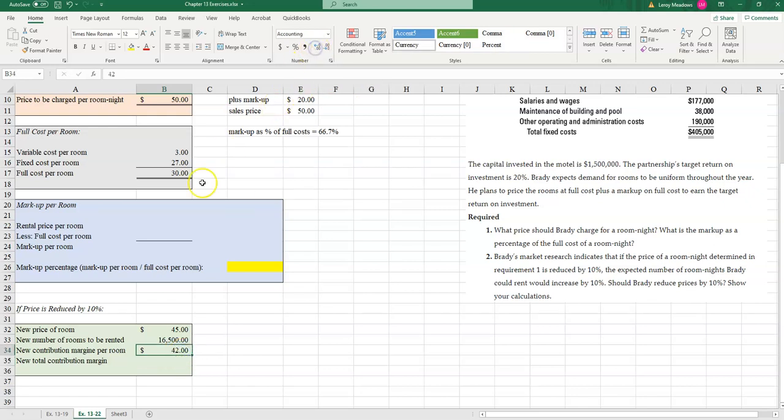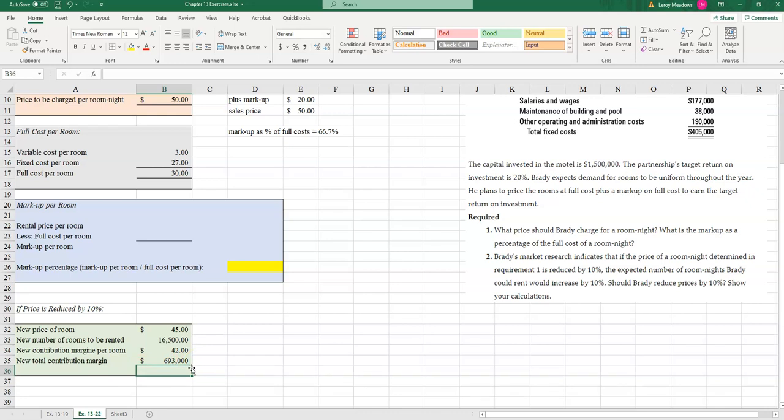Now, how does that translate to operating income or my total contribution margin? Well, my total contribution margin is simply going to be the contribution margin per room of $42 times 16,500, because that's the new number of room nights. And in this case, my total contribution margin, if I undertake that lowering of price, will be $693,000.